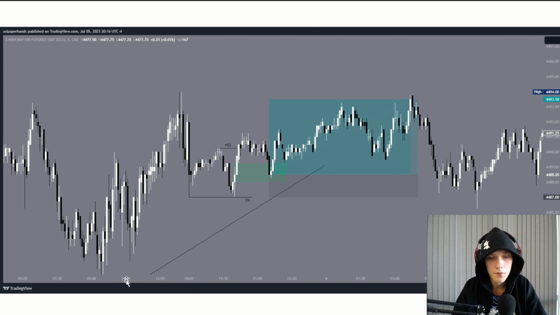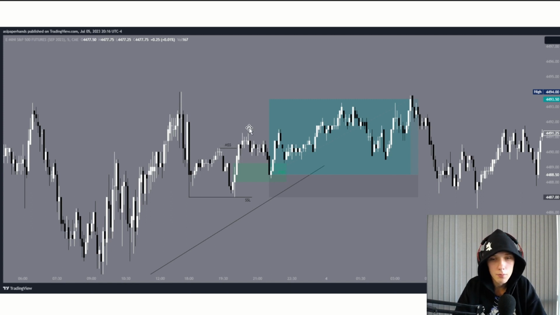But we have this trend right here. We have been bullish throughout this Q1, the quarter 1. So we have sell side liquidity right here. It touches it, it goes back up. This is enough to be liquidity taken during Asia session because there are not a lot of orders going through. We have a market structure shift. This is a valid market structure shift.